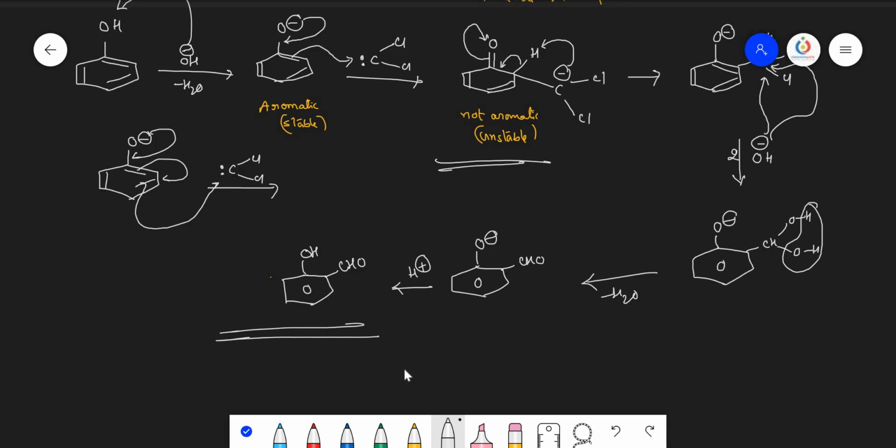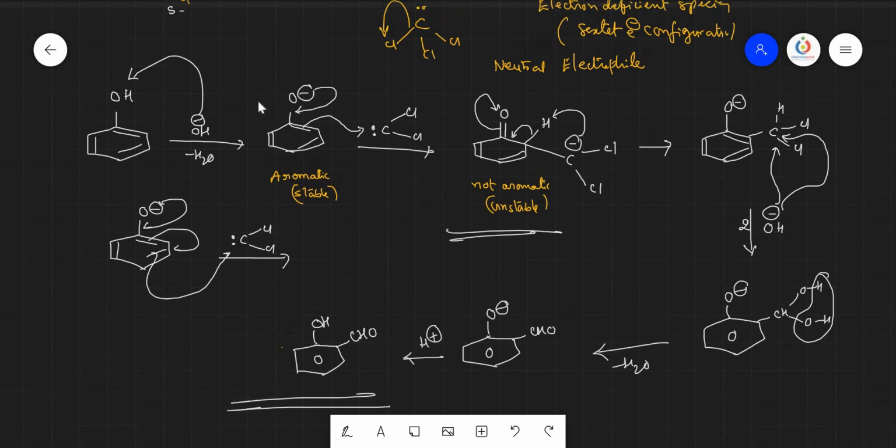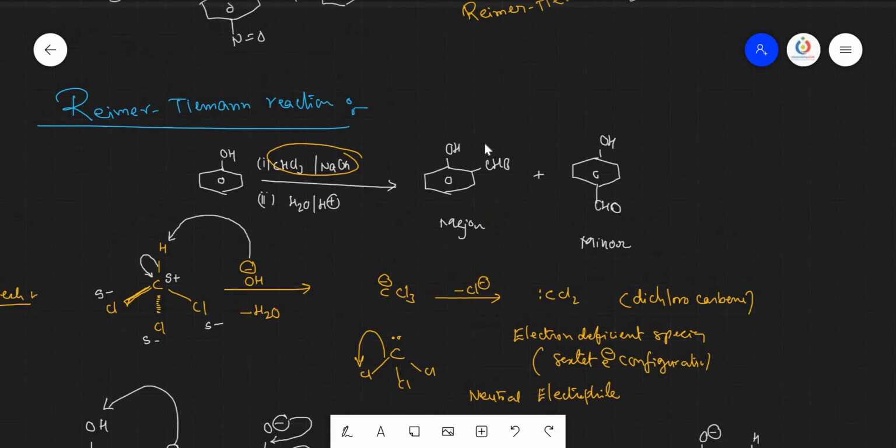Okay. One more important thing here is, sir, what happens if any of these ortho positions are occupied, whether we get the salicylaldehyde or not? See, this molecule is called the salicylaldehyde. This is not the salicylaldehyde. Orthohydroxybenzaldehyde is called the salicylaldehyde. This is just called the parahydroxybenzaldehyde. Okay.